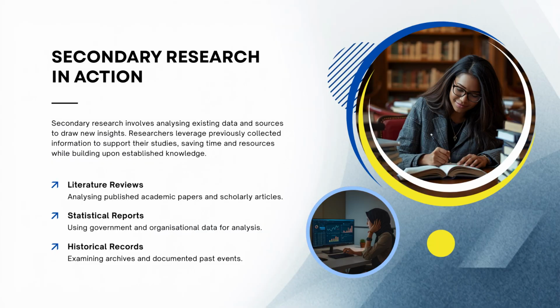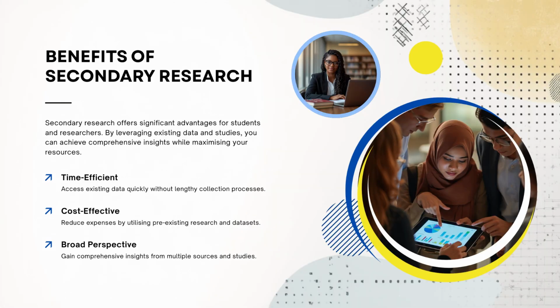For example, if you are researching climate change, you might read scientific studies written by researchers. You might review reports produced by environmental organizations. Or you might analyze statistical data published by government agencies. All of these sources are examples of secondary research because the information already exists. You are using it to build your understanding of a topic.